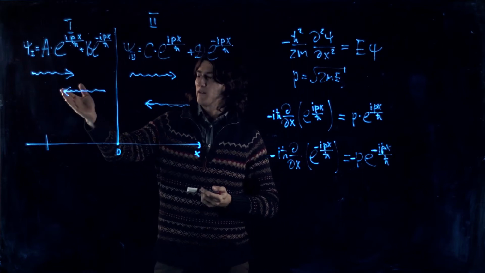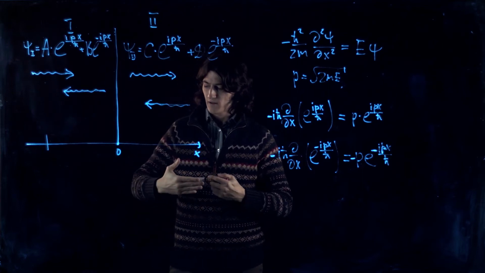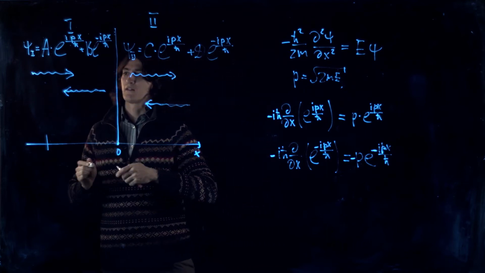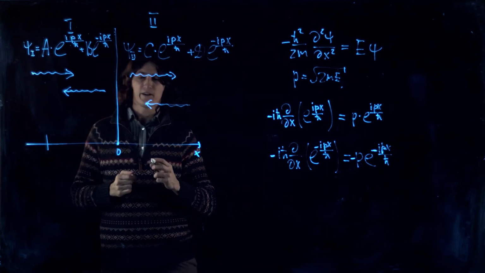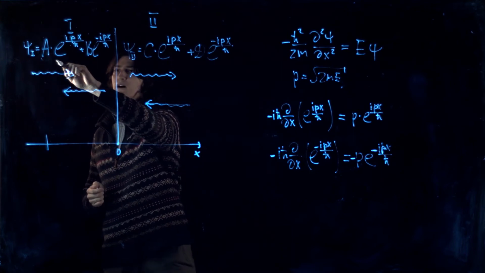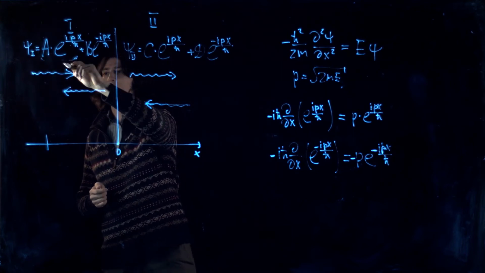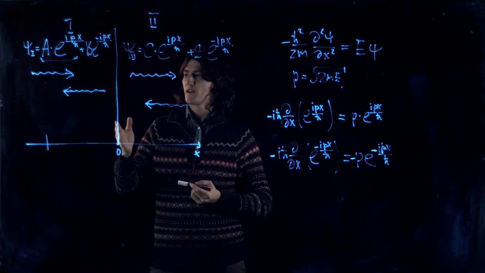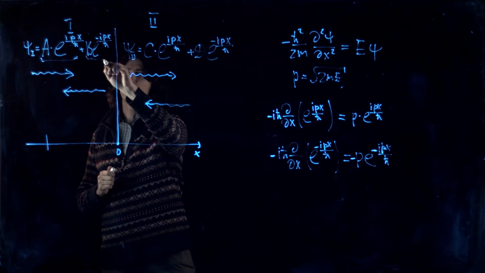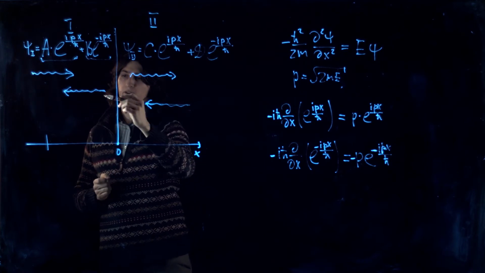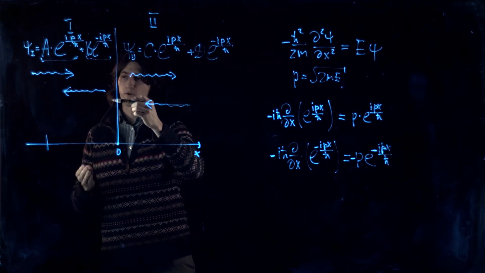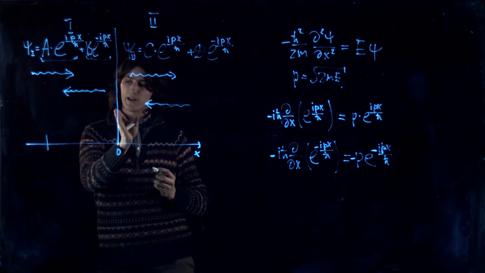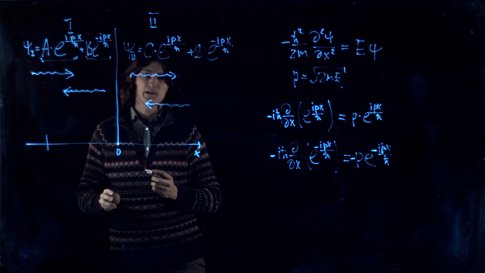So, in the first region, let's consider that the incident particle is going from the left to the right. So it is represented by this exponent. That exponent stands for the incident particle. That means that this exponent corresponds to the reflected particle that moves from the barrier to minus infinity.